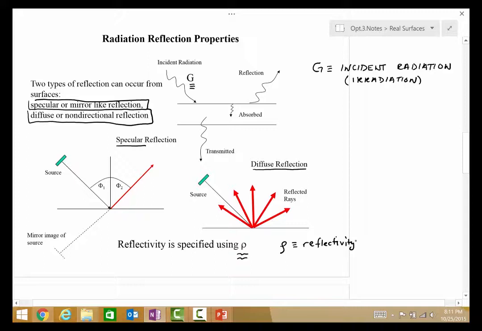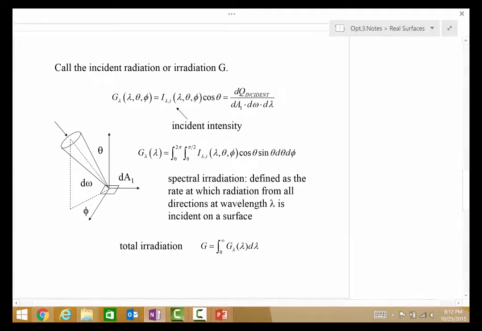Rho itself can be a function of lambda. So we can have rho lambda, and actually it has an interesting property called bidirectionality, meaning that it depends on, for example, the possibility of the incident and the reflected directions. So rho's a relatively complicated parameter. For our purposes, again, we consider the incident radiation. We're going to have a much more simplified case. We call the incident radiation or the irradiation G.